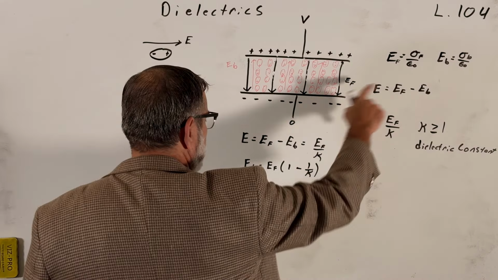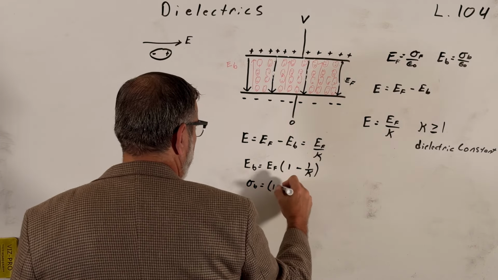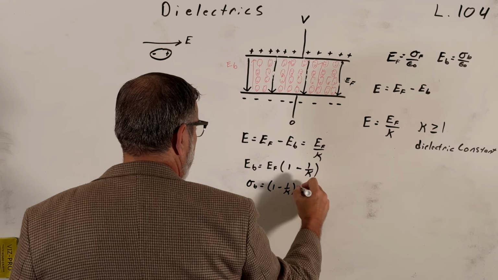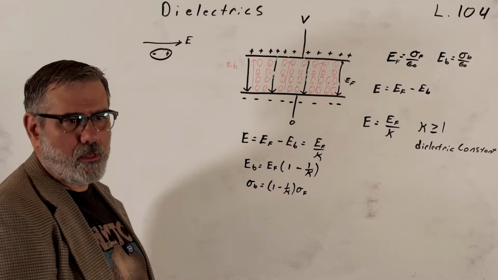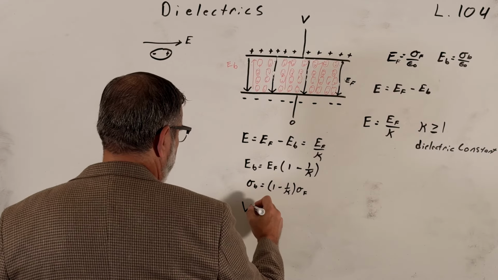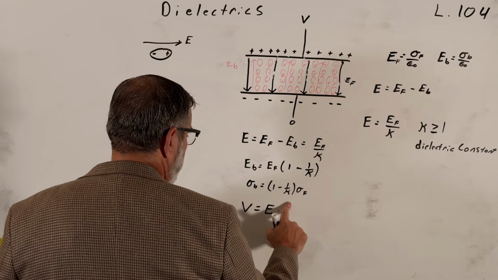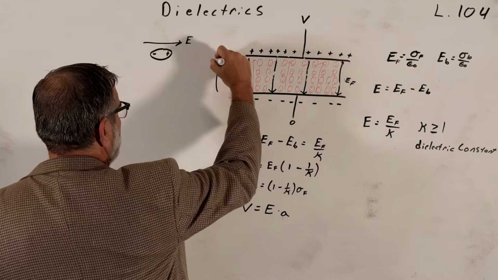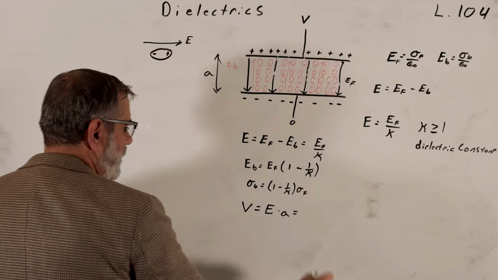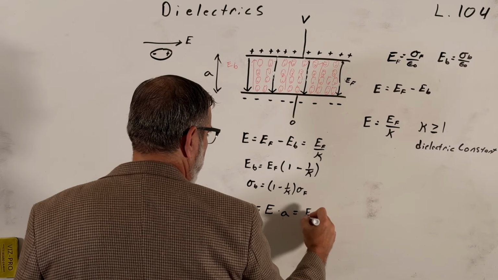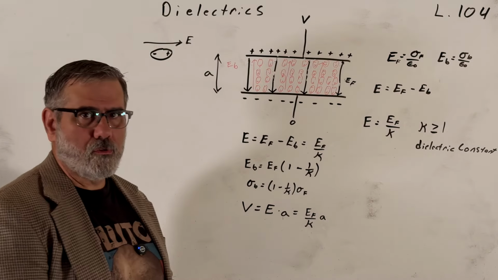And if I substitute in for this, we can see we would get sigma sub B equals 1 minus 1 over kappa times sigma sub F, okay? So you see how the bound charge density and the free charge density are related. And recall that in this scenario, the electric potential, or voltage, is equal to the electric field times A, because I said the distance here was A. Well, I can write this as E sub F over kappa times A. So we see that the electric potential also is reduced for a dielectric, right?